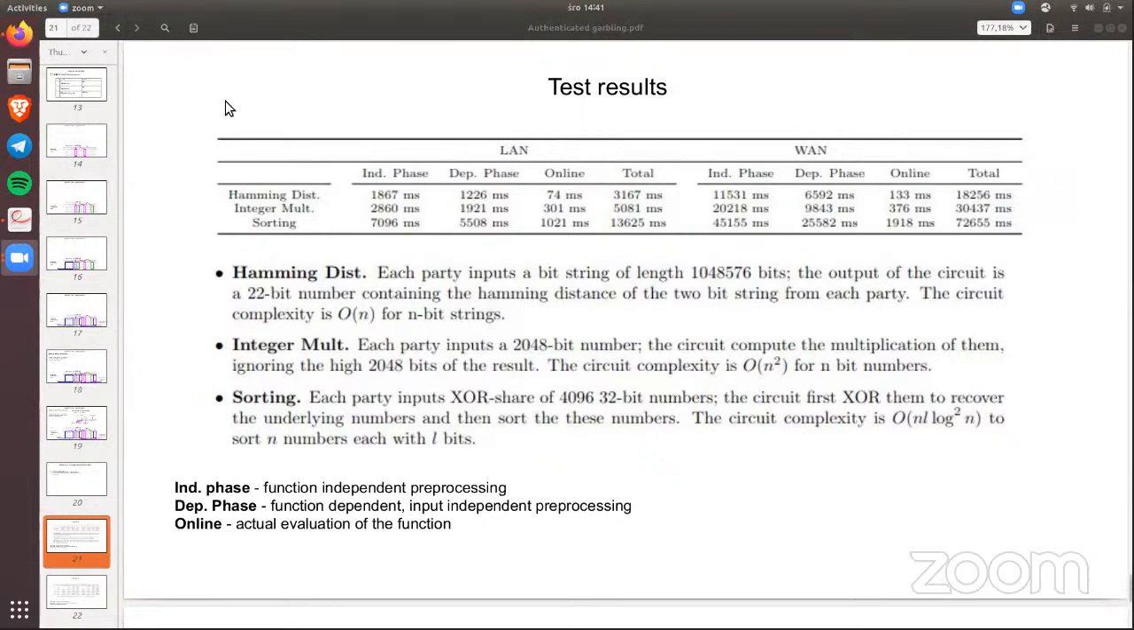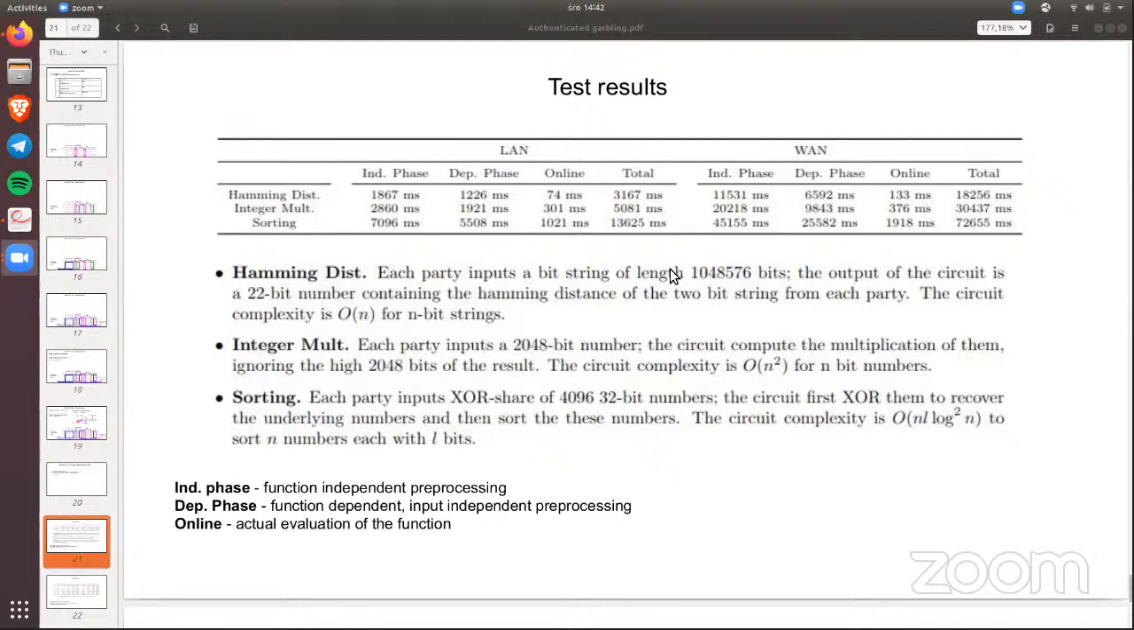So there are two different tests. First one is with three functions: hamming distance, integer multiplication, and sorting. And looking at how it goes with the network, basically they are not super heavy tasks. I mean, one of them is, for example, sorting 4,000 numbers. So it takes 72 seconds. Seems quite a lot. The vast majority of it is pre-processing.